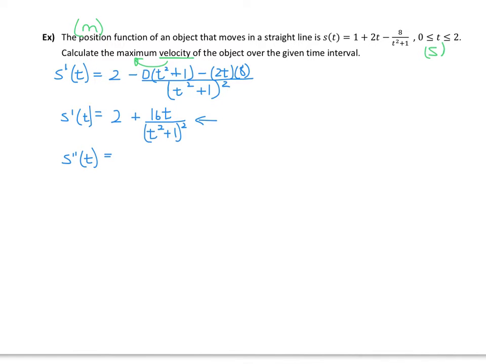So again, put the video on pause if you want to try it on your own, and then you can check your work.